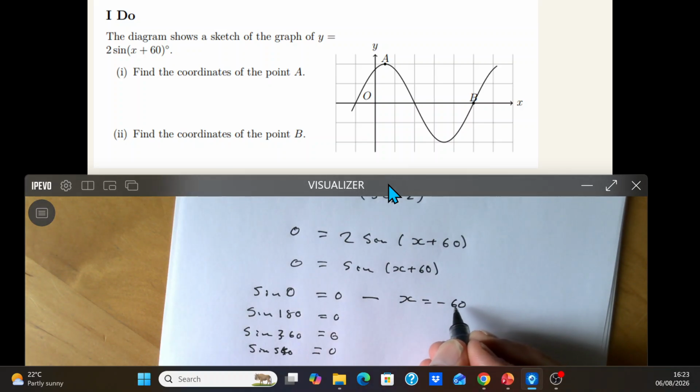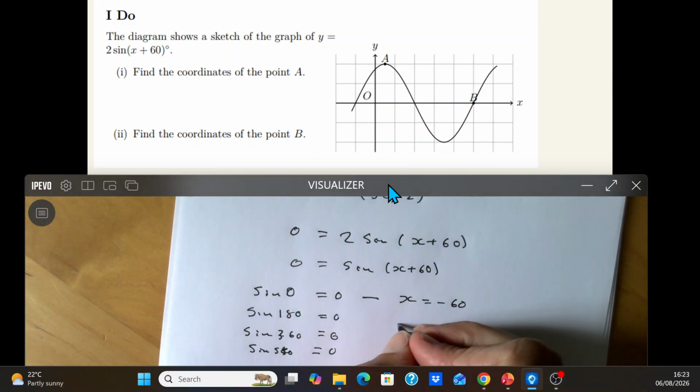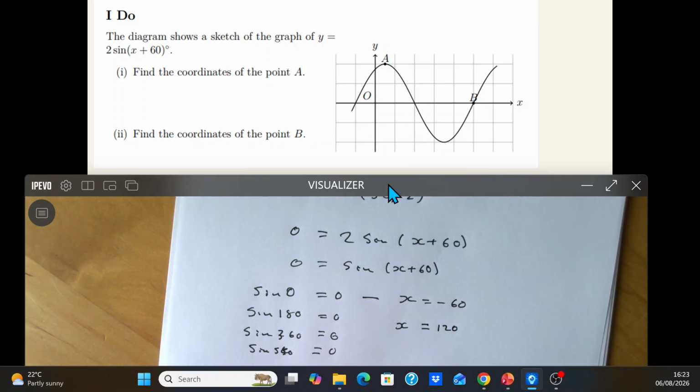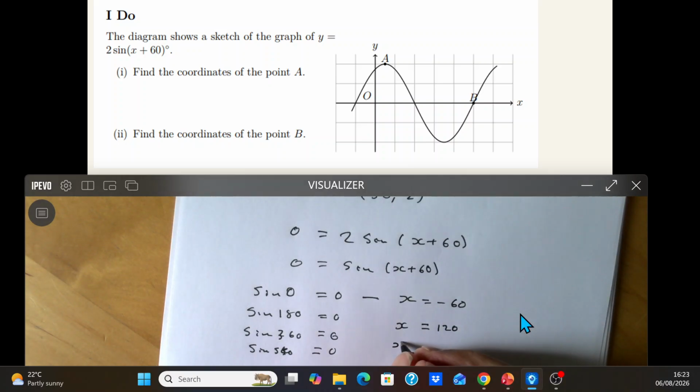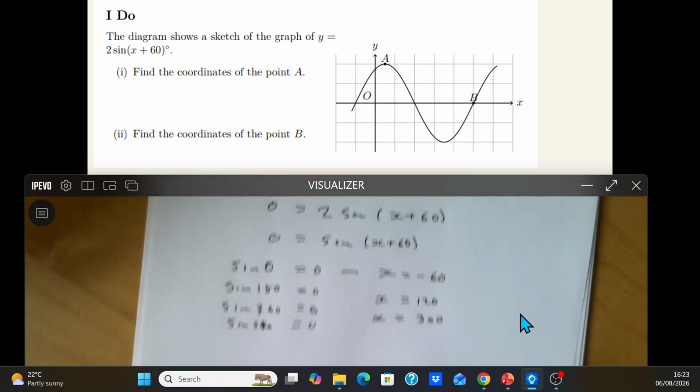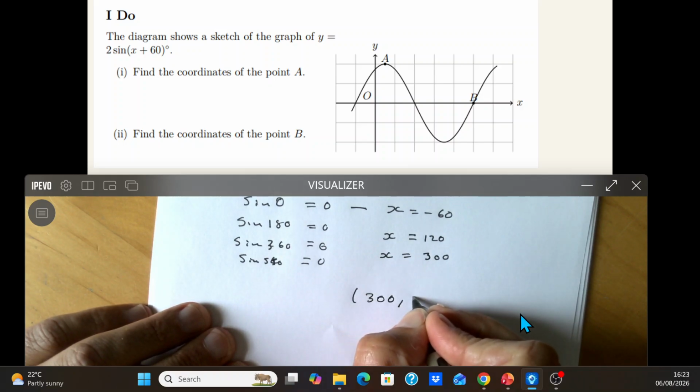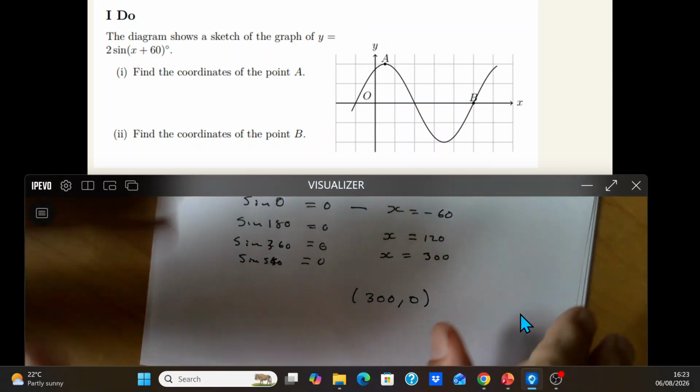Does that fit on the graph? Why is that point B? No, because it's the bit before the axis. X would equal 120, which would be the first intercept, just where I'm going to put the arrow there, so it's not there. So it's got to be the second intercept, which is x equals 300. So the coordinates of that are 300, 0. Right, that's my one done.